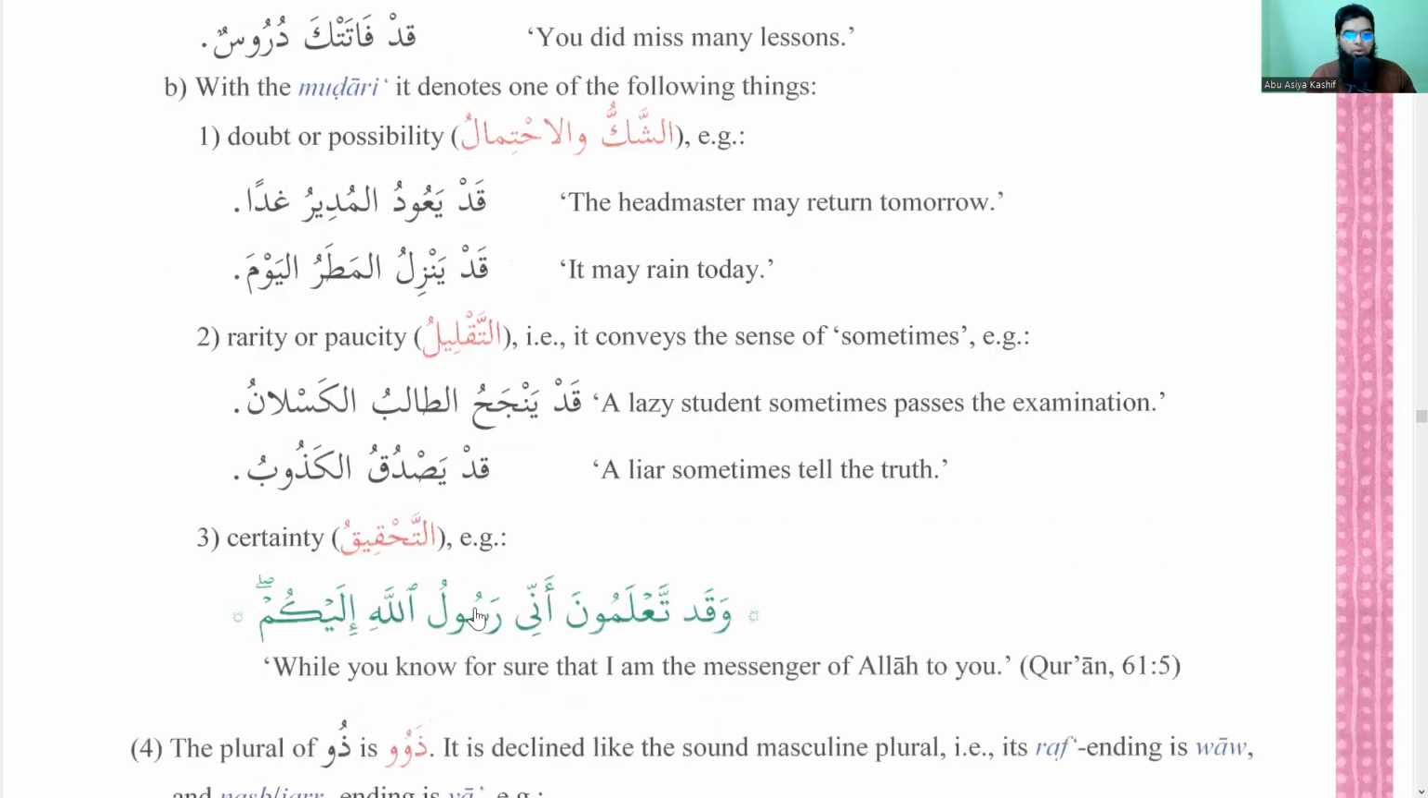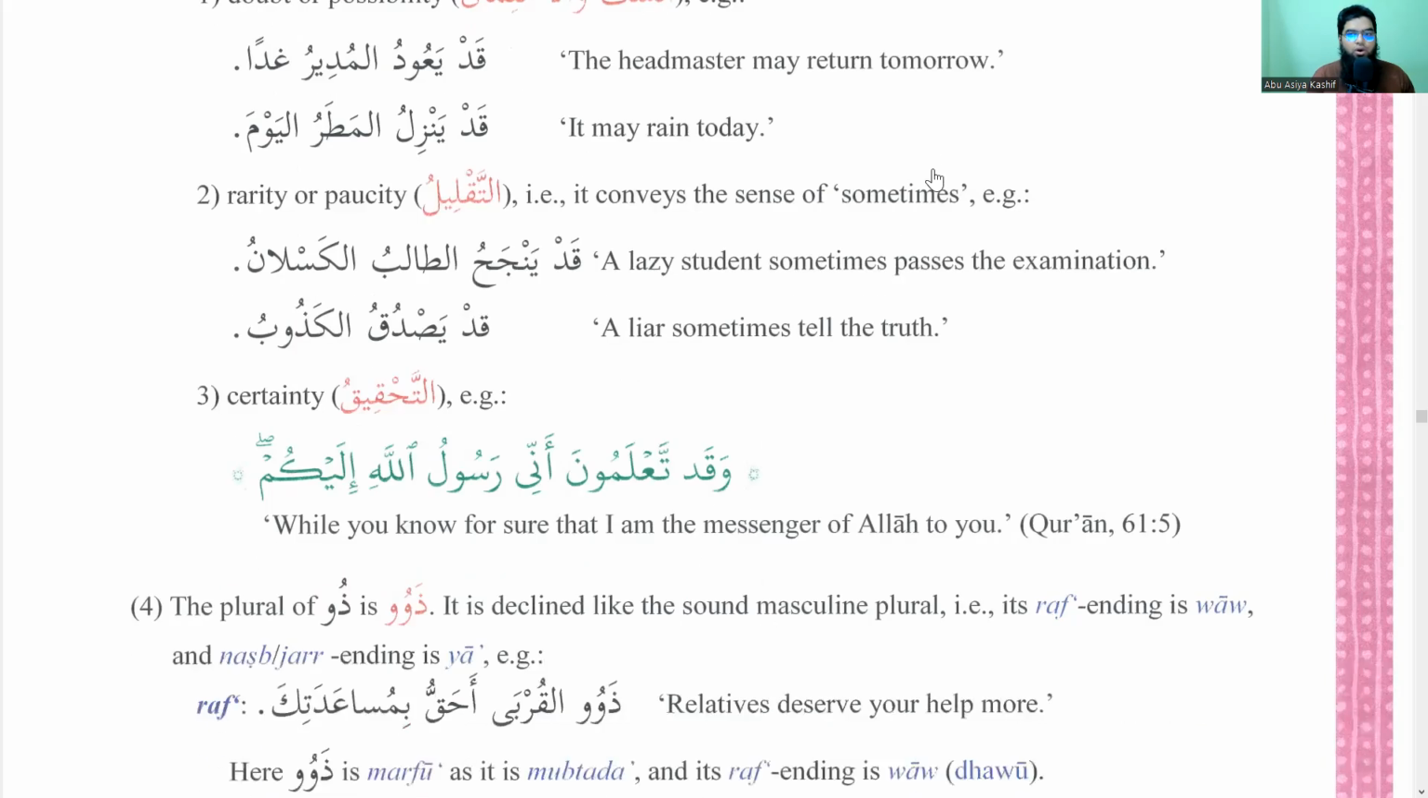Iblis. Okay. And sometimes when it comes to Allah subhanahu wa ta'ala, it could give the same meaning as madi, tahqiq, certainty, or ta'kid, the same meaning. Because if you say qad came for sometimes, then the meaning will totally go away. Like, وَقَدْ تَعْلَمُونَ أَنِّي رَسُولُ اللَّهِ إِلَيْكُمْ. While you know for sure, ta'lamuna is mudara. So why was qad used? That means sometimes you know, or perhaps you know? No. While you surely know anni rasulullahi ilaykum, that I am the messenger of Allah to you.